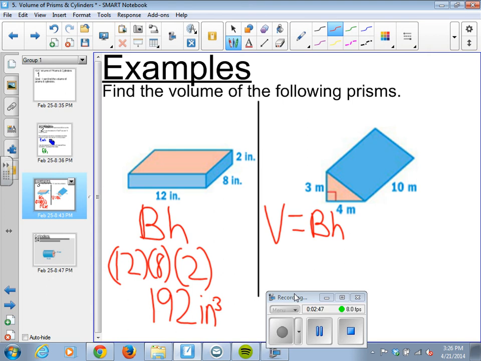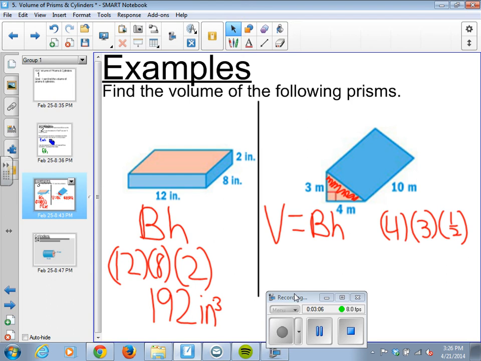So the area of the base, well, for a triangle, it's the base of the triangle times the height. Remember, we cut it in half. So this is 4 times 3 times a half. That gives us the area of the base part. We take all of that and multiply it by the height, which is 10. And I'm low on room here. That's a 10, I promise you.